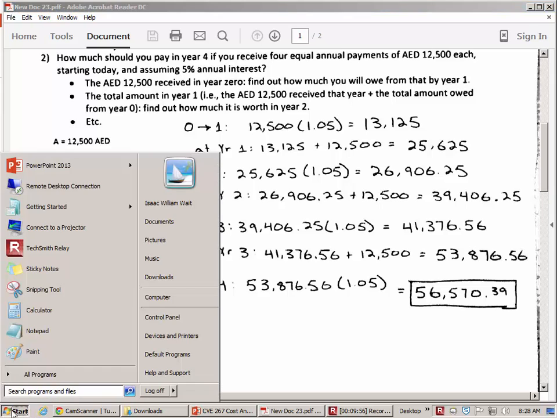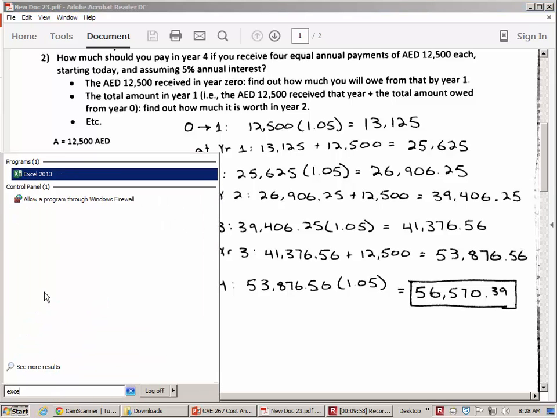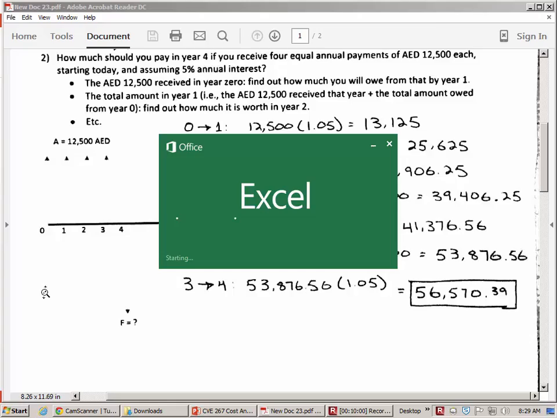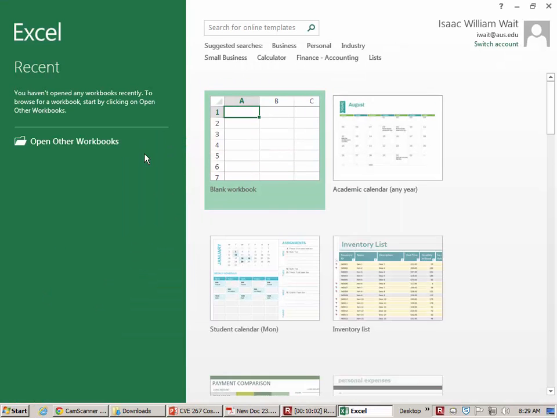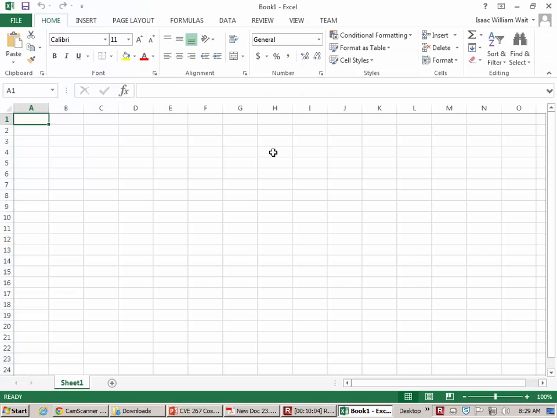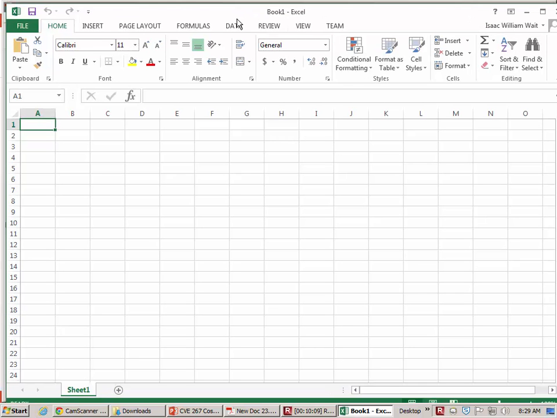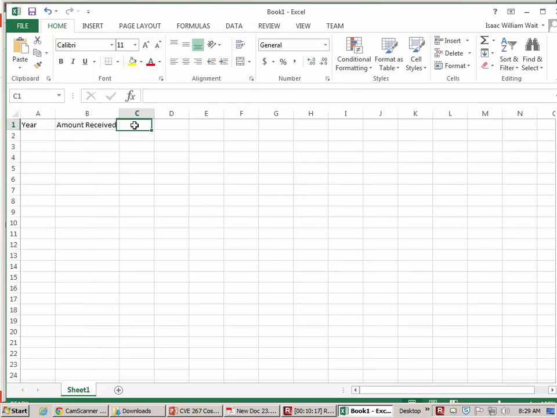Now let me show you in Excel. I haven't set this up before. I'm just going to be sort of trying it for the first time right now. Let's see if we could get a similar solution using Excel. We're going to have the year, amount received, and then we'll make a column of total value. Okay, we have year 0, 1, 2, 3, 4.